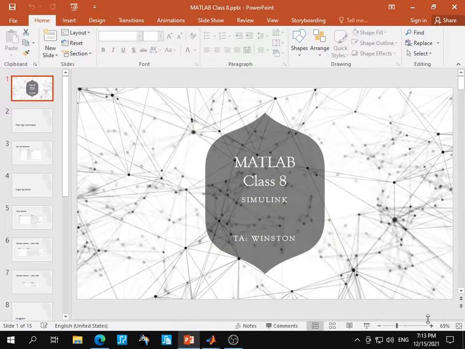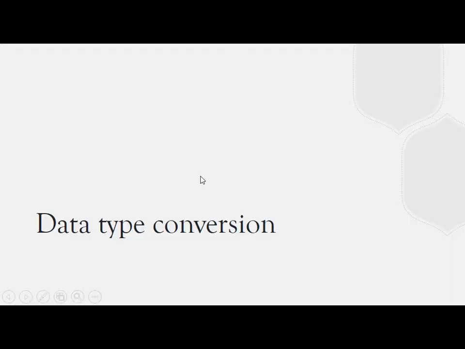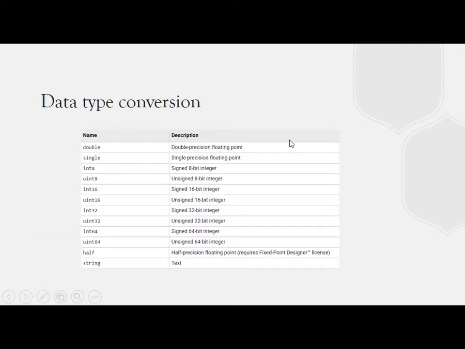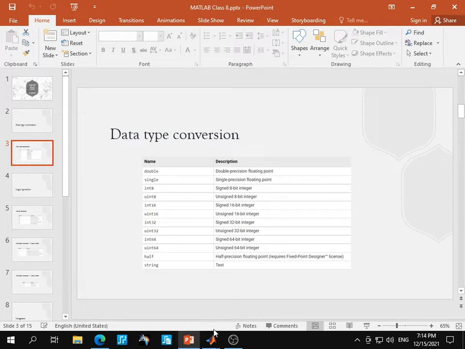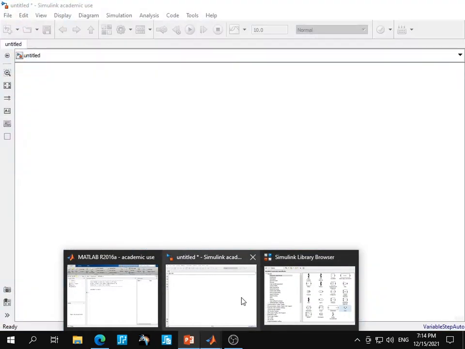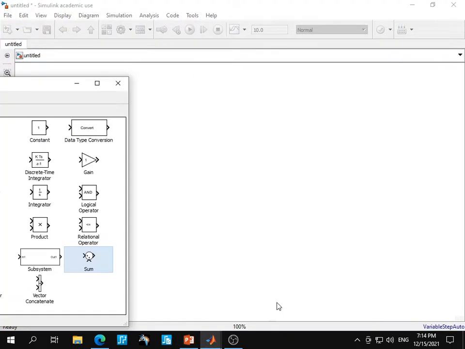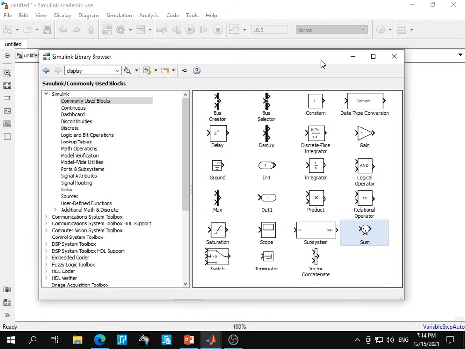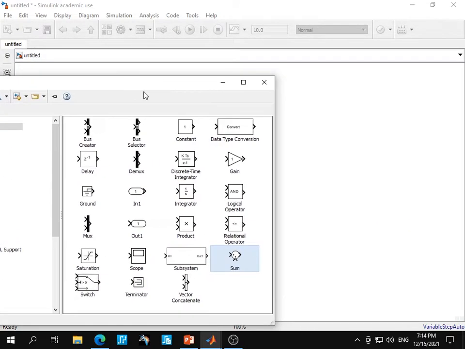Today we are gonna teach you more about Simulink. So first we'll talk about data type conversion. This is another block. You can find it in the common use blocks, Data Type Conversion.